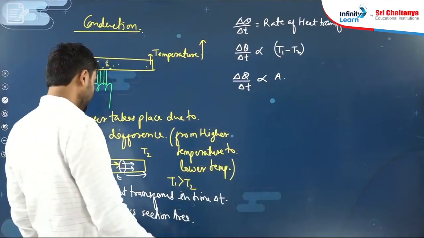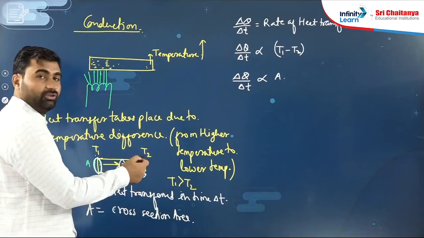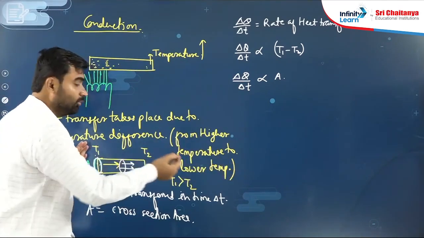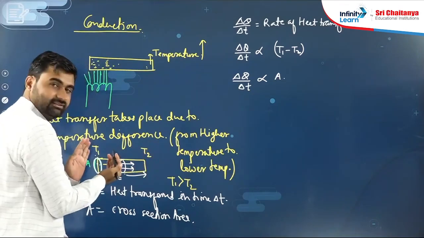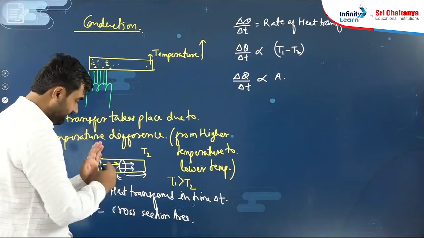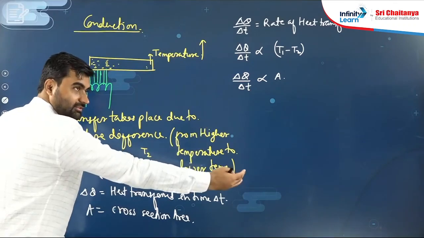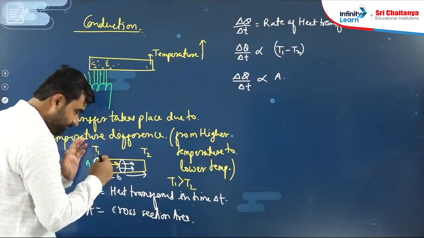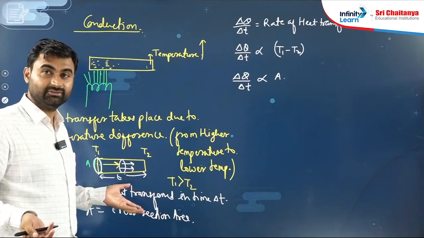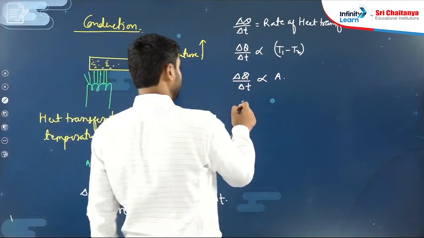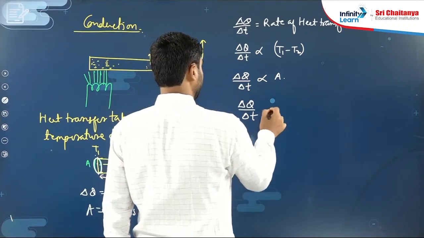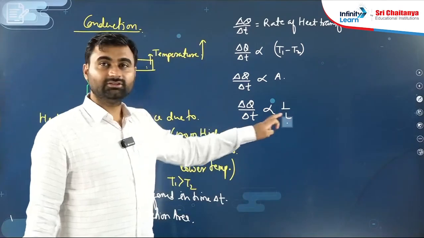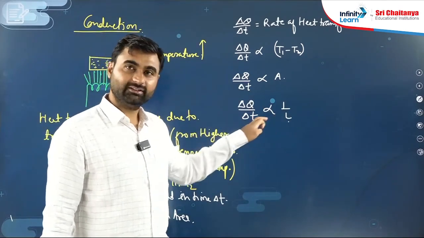Okay. And heat is transferred from this point to this point. If this point is far away, then it takes more time. If this point is near, then it takes less time. Means length is more, then it will take more time. If length is less, it will take less time. Right? Right or not? So this heat transfer rate is inversely proportional to length. Length more, more time. Length less, less time.